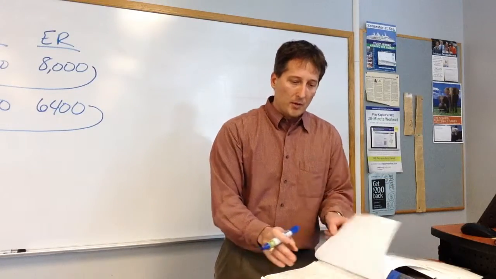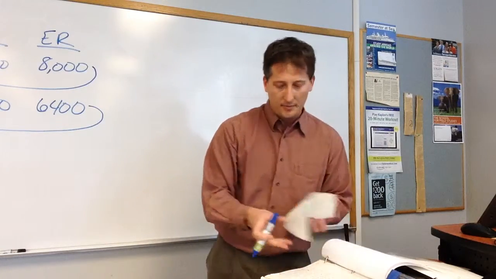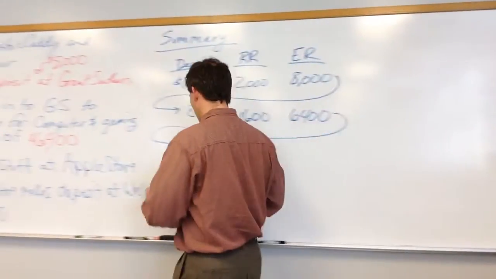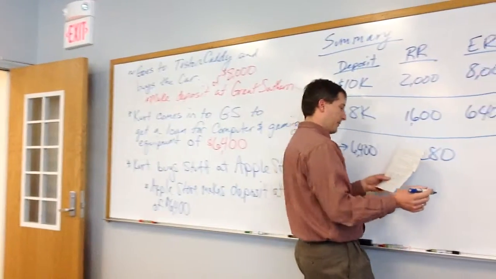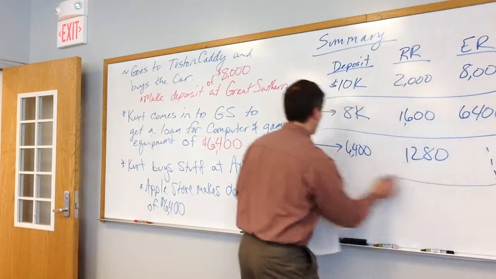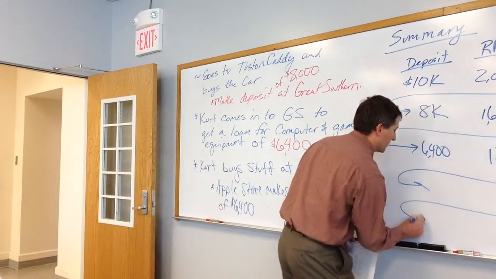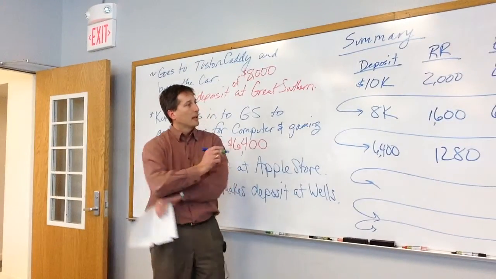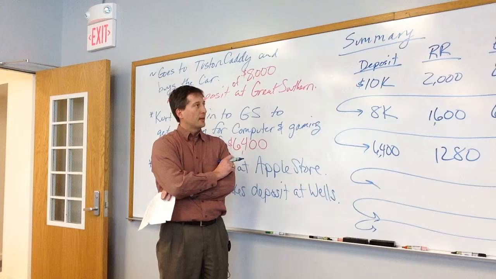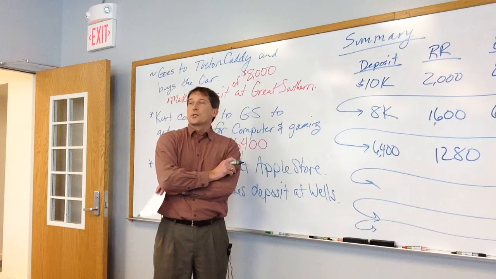All right, so that process would continue on again here. Let's see, we got $1,280, and then that leads on, and so on, and so on. So you have a whole bunch of them.